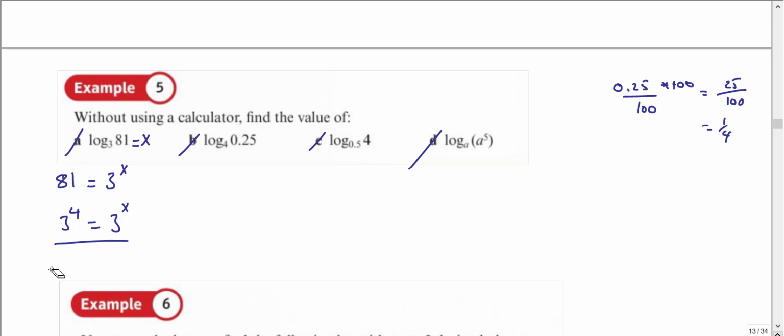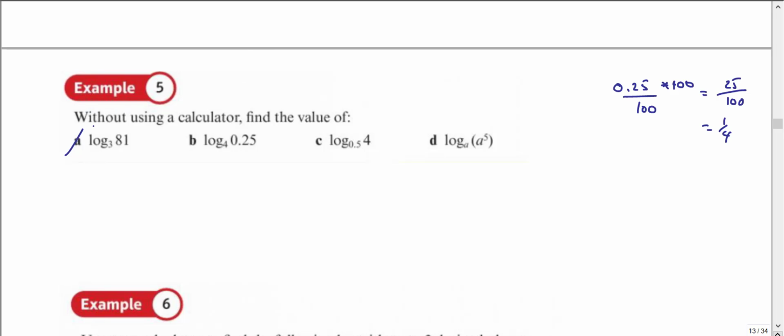Yeah. Now, how would you do this without a calculator? See the question here? Example 5, question A. You did it now on the calculator. It was 4. How do we do it without a calculator?